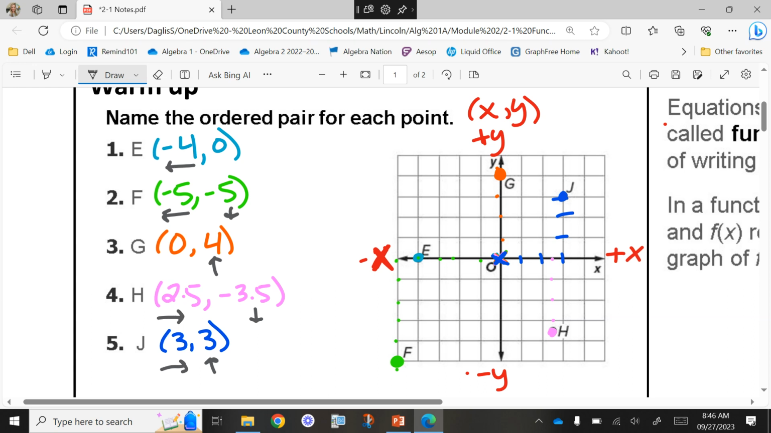So your domain is going to be all of your x values, and your range will be all of your y values. So if someone asks you for the domain of this scatter plot, you would say -4, -5, 0, 2.53. You would just list all the x's. Okay. If they wanted the range for this scatter plot, you would list all the y's. 0, -5, 4, -3.5, and 3. Okay. So I'm going to refer to domain and range a lot today.